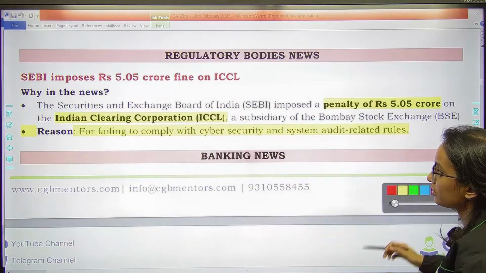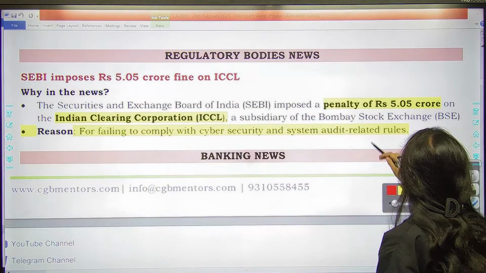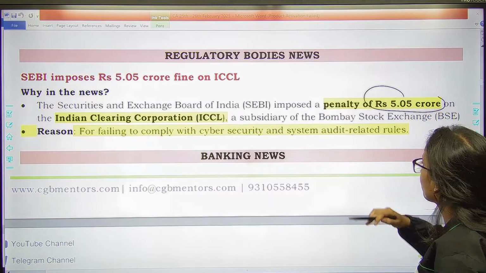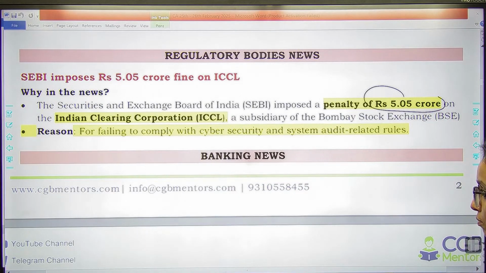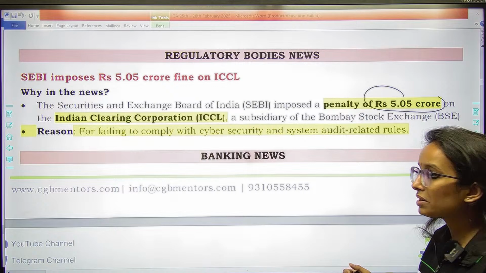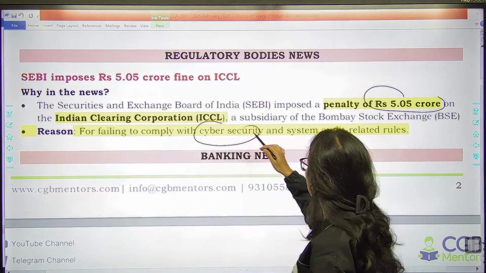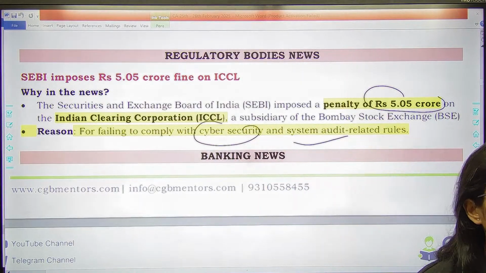Regulatory bodies news में you have SEBI imposing a penalty of rupees 5.05 crores on Indian Clearing Corporation. Why? Because it has recently failed to comply with the cyber security and system audit related rules.